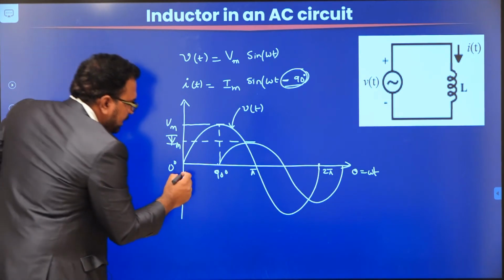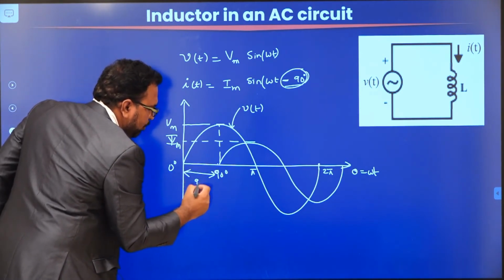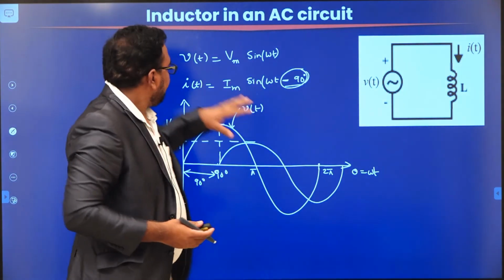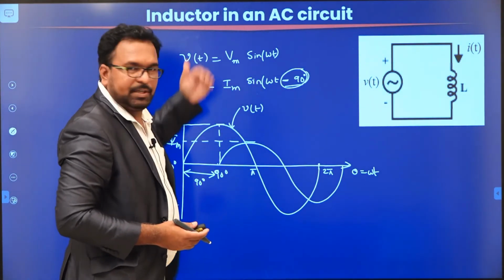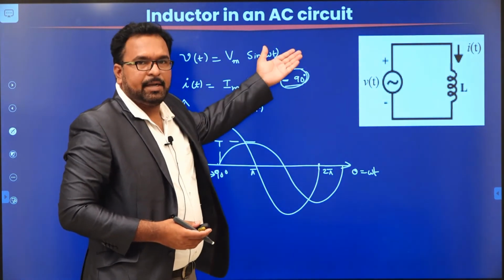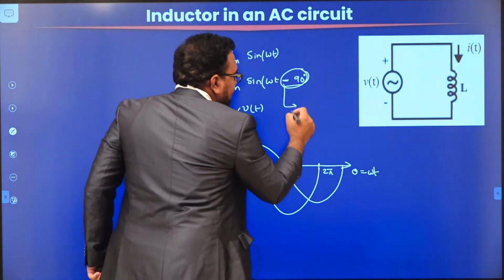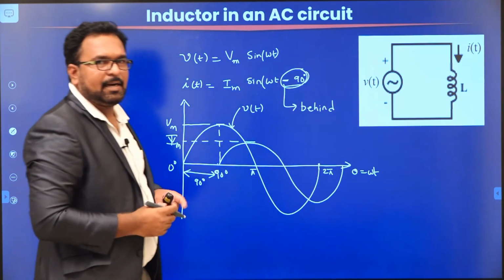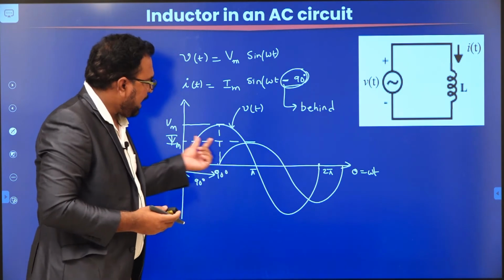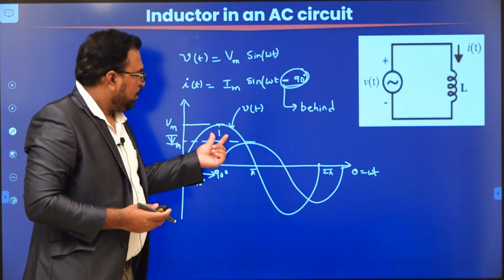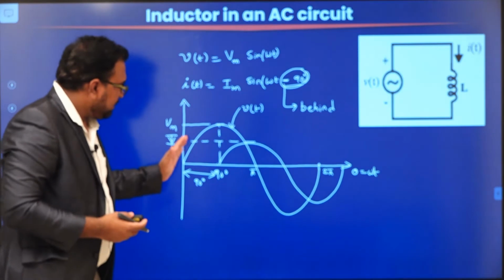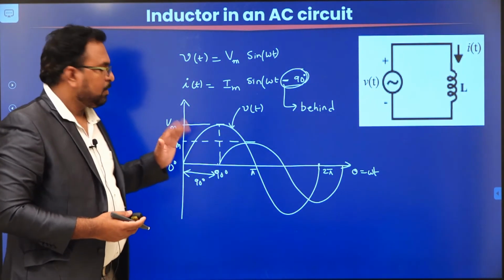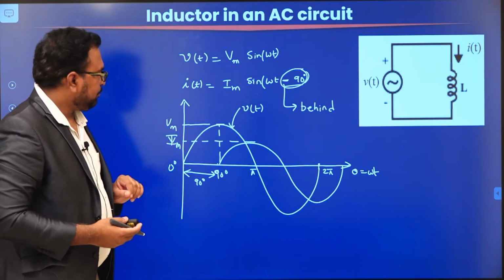So if you see here, there is a phase difference of 90 degrees between voltage and current. So the minus indicates that the current is behind the voltage. Minus means behind, plus means ahead. So the minus sign indicates that the current is behind the voltage. In our electrical terms, we are going to say that the current is lagging the voltage. Or in other way, we can say that the voltage is ahead or voltage is leading the current. So in two ways you can express.